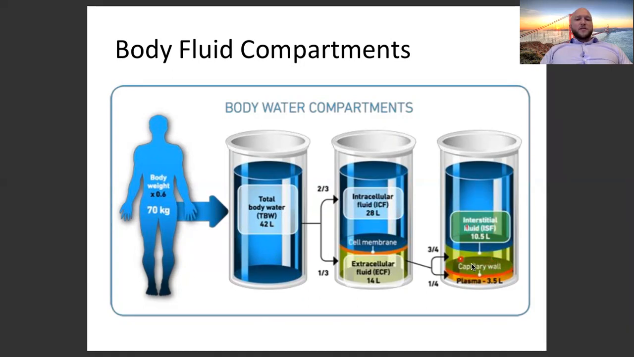About 3 liters is plasma, so the liquid portion of our blood. And a little bit, the smallest portion, about 1 liter or less, is transcellular fluid, which is your cerebral spinal fluid, your intraocular fluid, your synovial fluid within your joints.